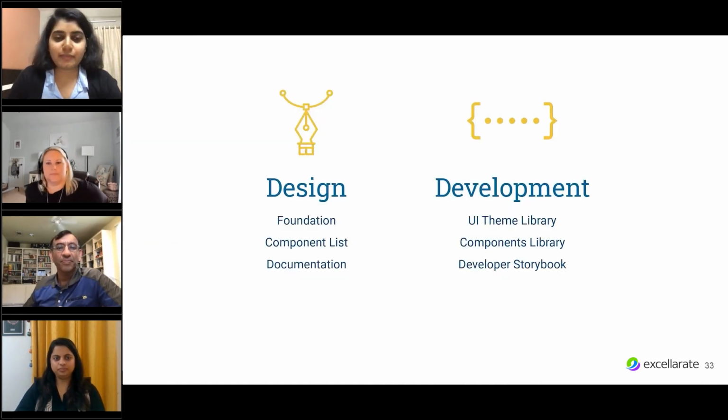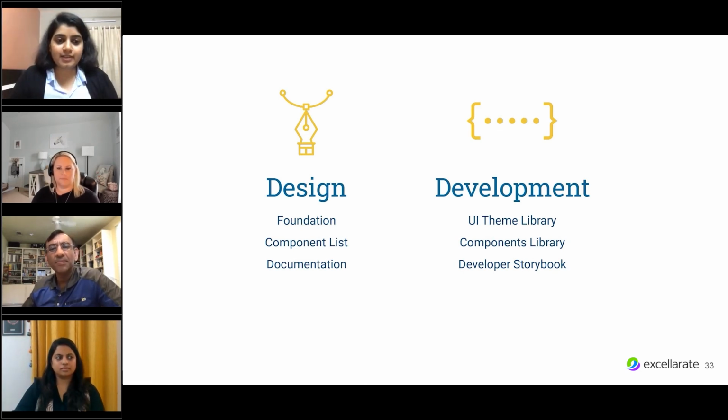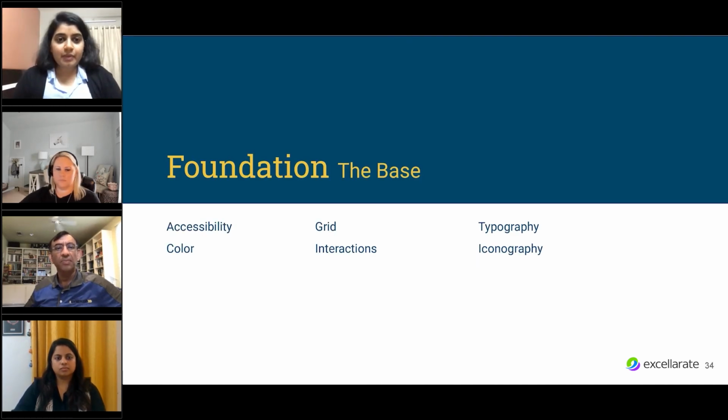Yeah. So to refer to the earlier points, these are the three parts where we have designed and created our design system. From the design perspective, it is foundation, component list, and documentation. And from the development perspective, we have kept it versatile for a UI theme library, exported to a component library, and a developer storybook as well. So considering the design part, the foundation, which is the base of our design system, for us it was accessibility, color, grid, interaction, typography, and iconography. I'll walk you all through a few examples of it just to get a glimpse of what we have done.